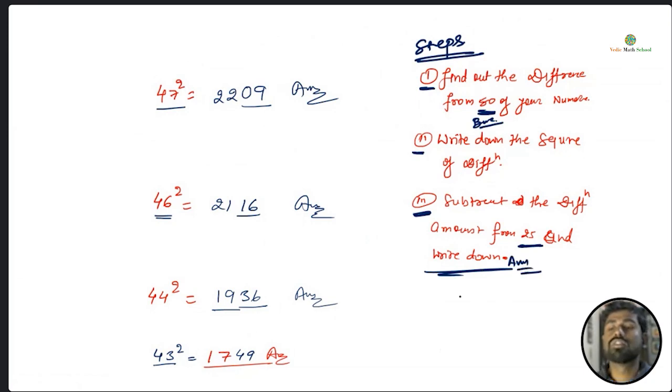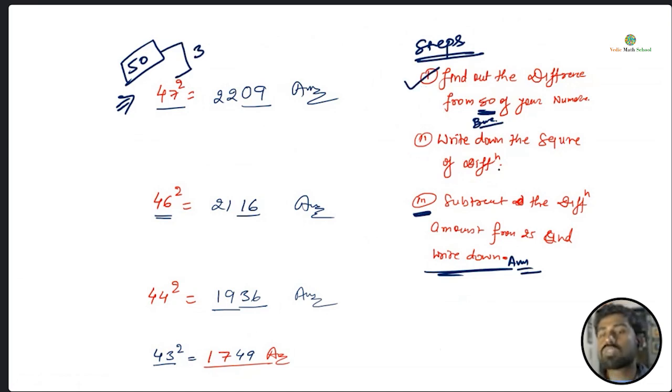So 25 is half of the base, right? Half of the base, that is 25. Now, let's understand with one example. The example is 47. So our base is 50. As I said, first step, find out the difference from 50. So what is the difference from 50 here? 3. First step is done.